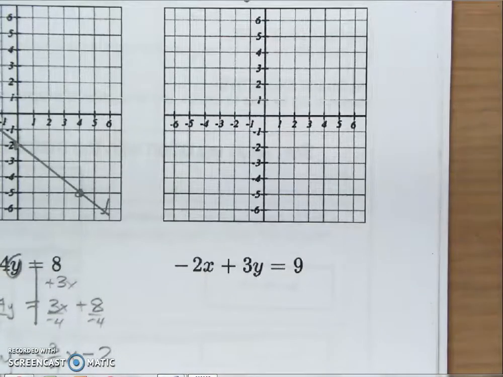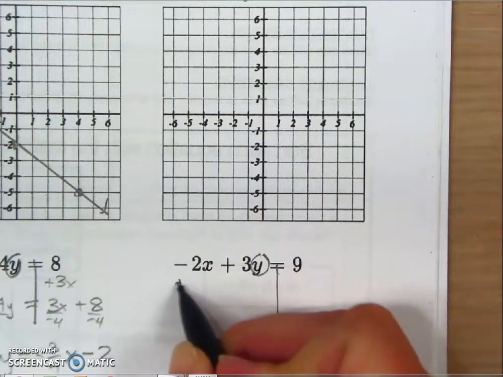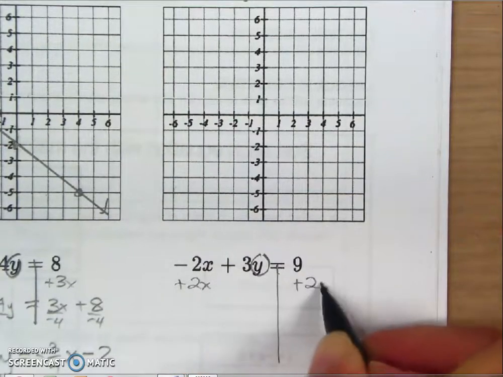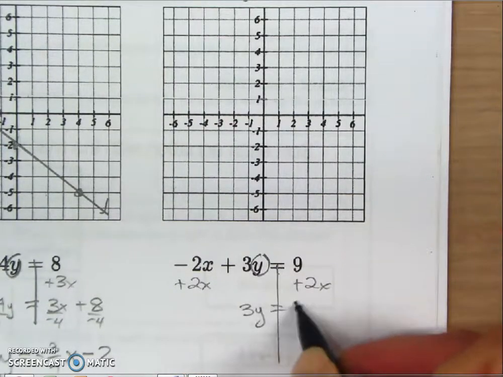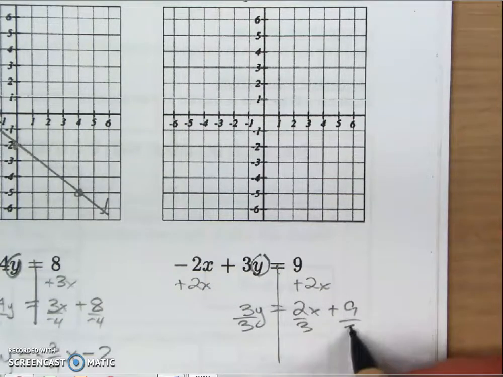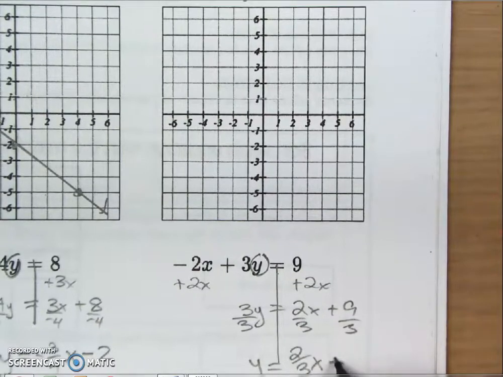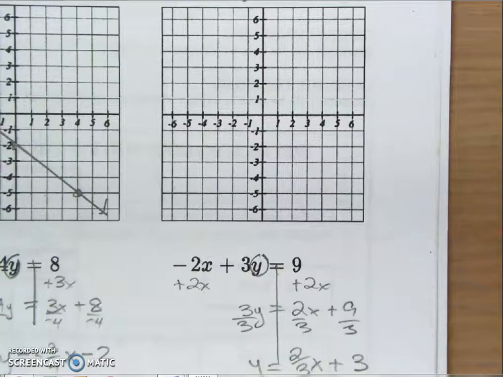Like here again, I'm going to do this one quickly. Let's see if you can keep up. I'm going to get the y by itself. I'm going to add 2x to both sides. That leaves me with 3y equals 2x plus 9. Divide everything by 3, and we end up with y equals 2/3 x plus 3. 9 divided by 3 is 3.